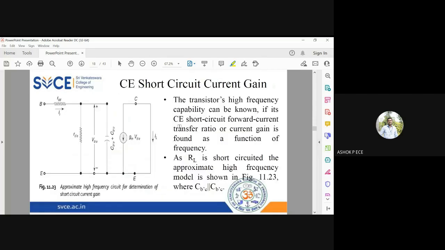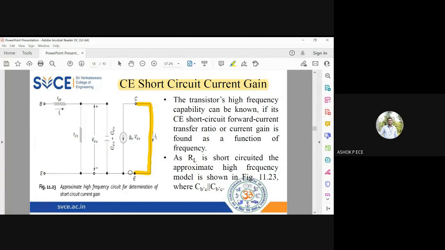Okay. So now we are going to consider a common emitter amplifier, and we are going to find the short circuit gain. We are going to find what will happen if the load is short circuited. You can see here on the load side, I'm not going to have RL, I'm going to have simply a wire. I'm going to short circuit my load.